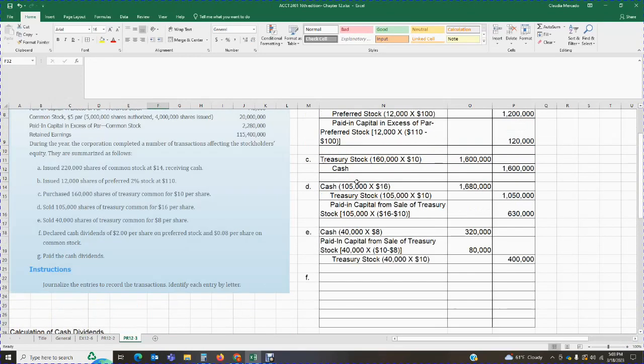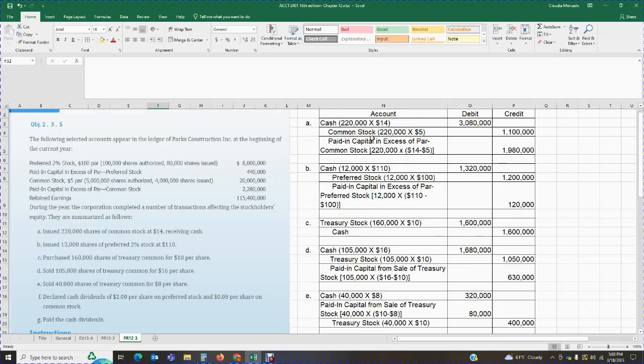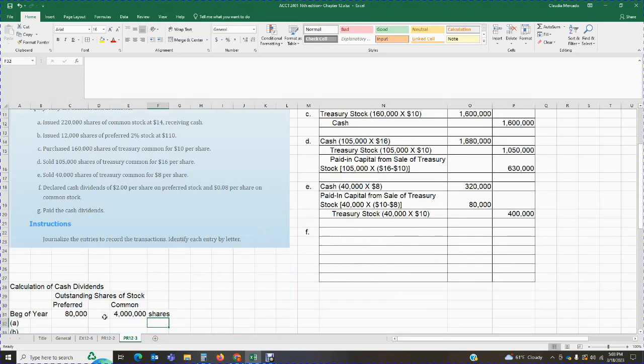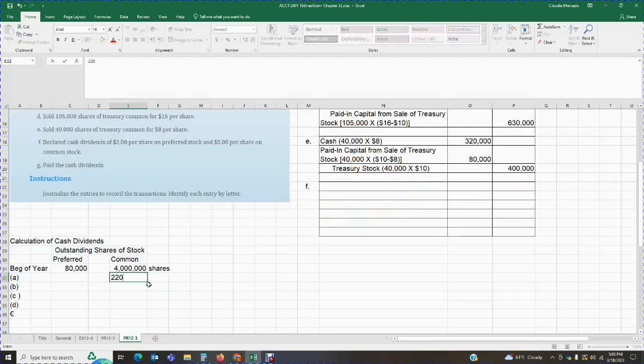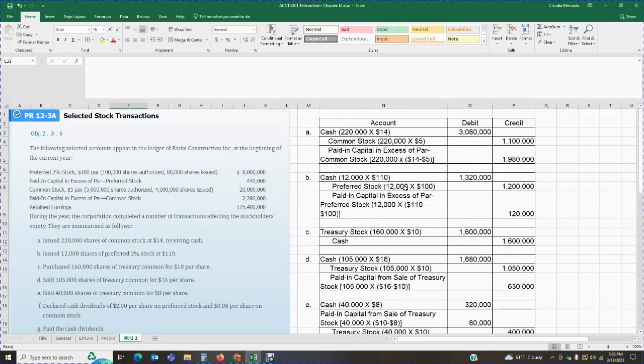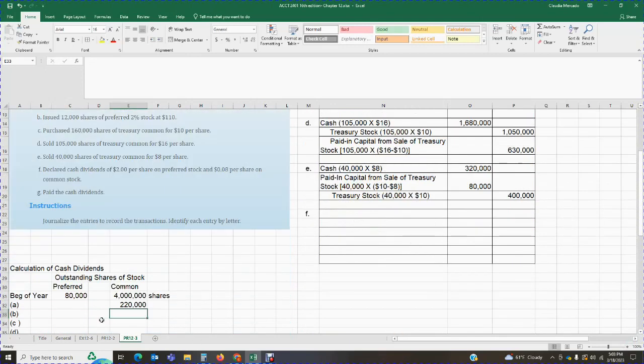Now let's look at letter A. We had an entry to common stock for $1,100,000, and that was for an issuance of 220,000 shares of stock. So we have 220,000 in letter A, and this is common stock, so we're going to put it under common stock. In letter B, we had preferred stock, 12,000 shares.